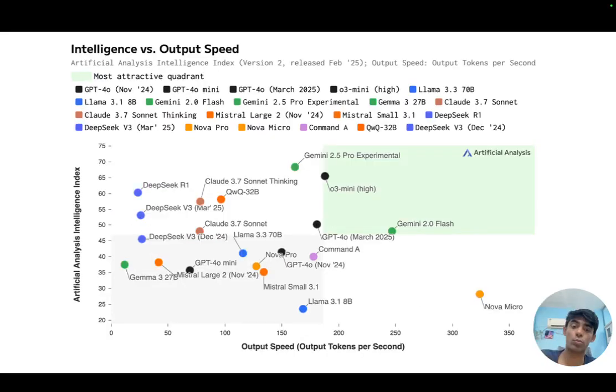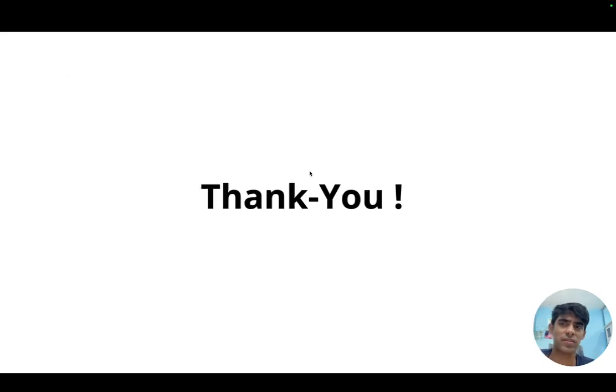Intelligence versus output speed, and here you will see Gemini 2.5 Pro is the best, right? Output speed is output tokens per second, and you want it to be as high as possible, and it is doing really good, more than 150 tokens per second, and the score is also more than 65.